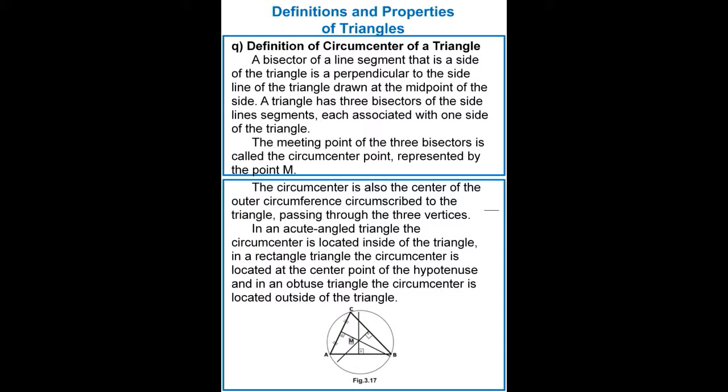The meeting point of the three bisectors is called the circumcenter, represented by the point M. The circumcenter is also the center of the outer circumference, circumscribed to the triangle, passing through the three vertices. In an acute triangle, the circumcenter is located inside the triangle. In a right triangle, the circumcenter is located at the midpoint of the hypotenuse. In an obtuse triangle, the circumcenter is located outside the triangle.